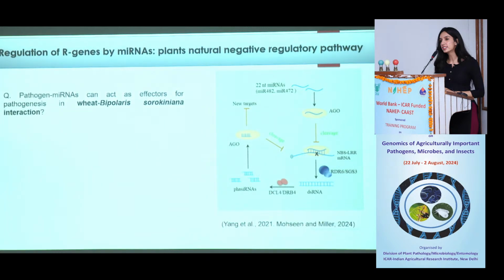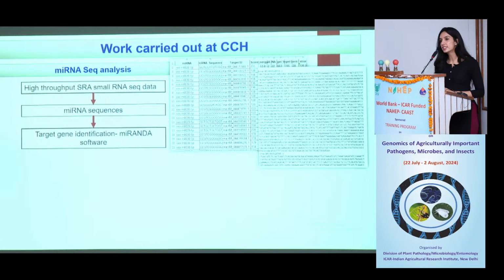Number one, can these pathogen miRNAs act as effectors in a very important pathogen interaction, wheat and Bipolaris sorokiniana, the spot blotch causing pathogen, which is my pathogen of interest? And the second one, can this pathogen induce the expression of regulatory plant microRNAs during the infection to suppress the defense related genes?